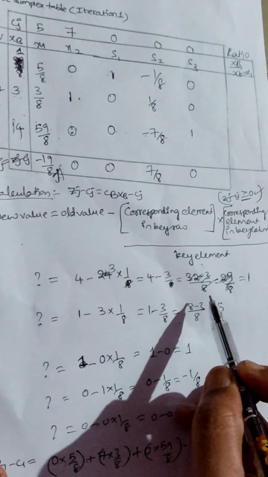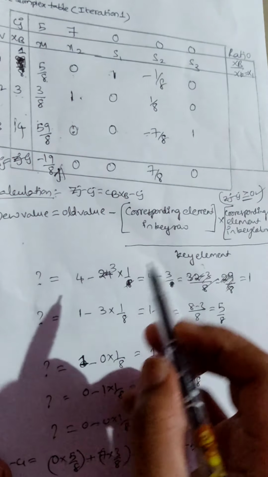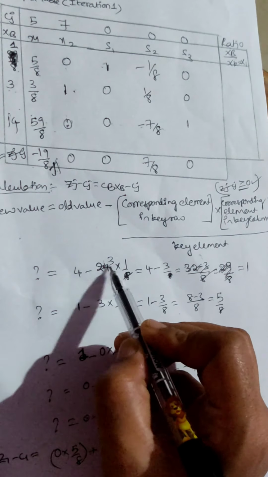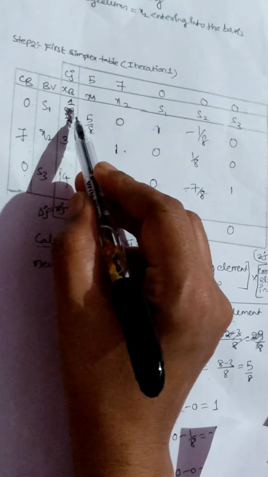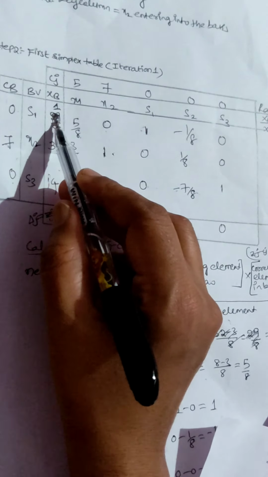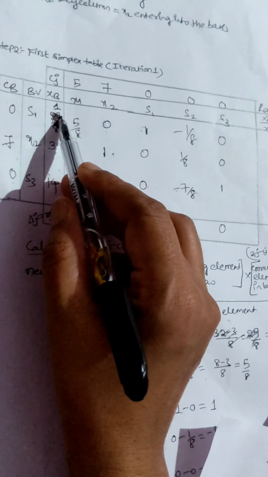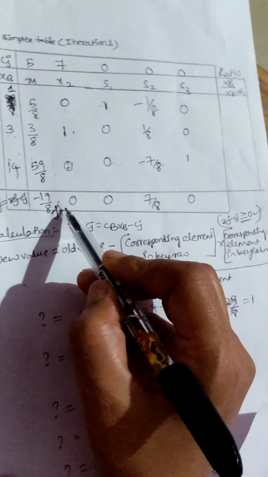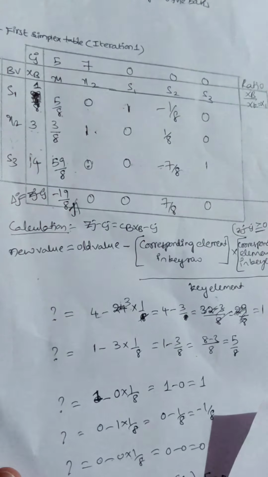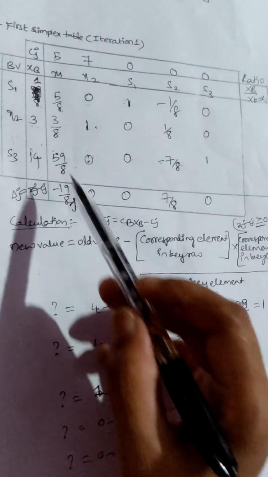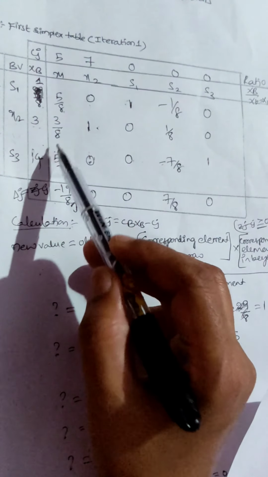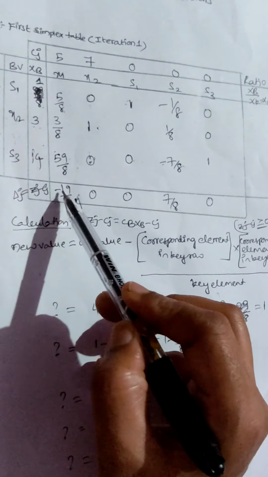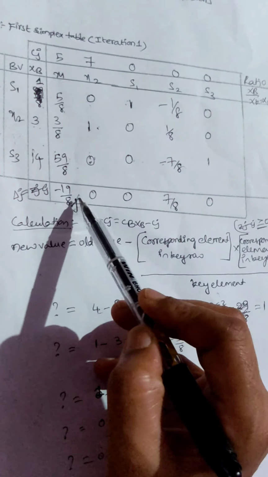Here it is not 21 by 8, it is 4 minus 3 into 1 by 8. 8 threes are 24, minus 3 is 1. Okay, I have written 1 here, the previous one is wrong. Now find the ratios, because it is the most negative value. 1 into 5 by 8 plus 3 into 3 by 8 plus 14 into 59 by 8 minus 5, the value is minus 19 by 8, which is entering the basis.